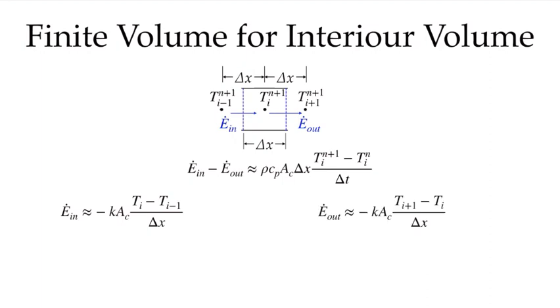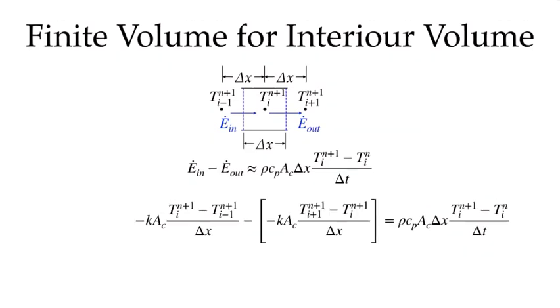E out is the same thing, except that we're basing it on the next temperature minus the temperature at our volume. So we have this here using Fourier's law. When we put that all together, now I have the energy in term minus the energy out term equal to the energy storage term.